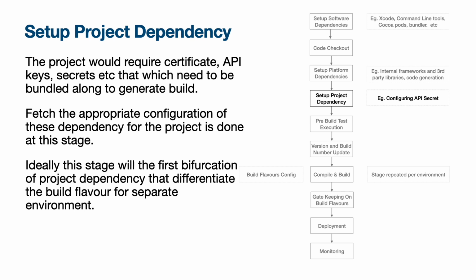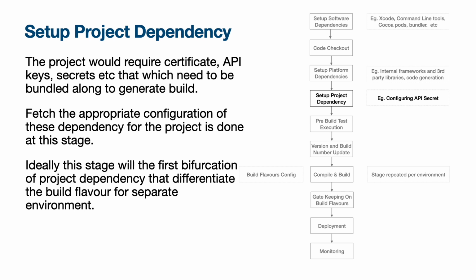Let's move on to the next stage. Setup project dependency. Bear in mind, the previous stage was setup platform dependency. Now the next stage is setup project dependency. The difference here is that every project has API keys, secrets, and in the case of mobile, you have to sign with certificates. There is also a unique identifier, which is called the bundle identifier.